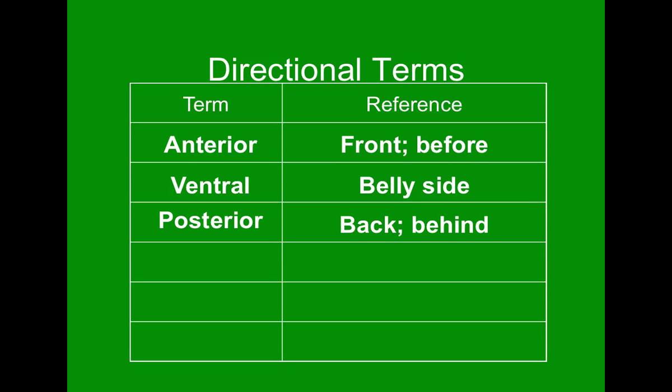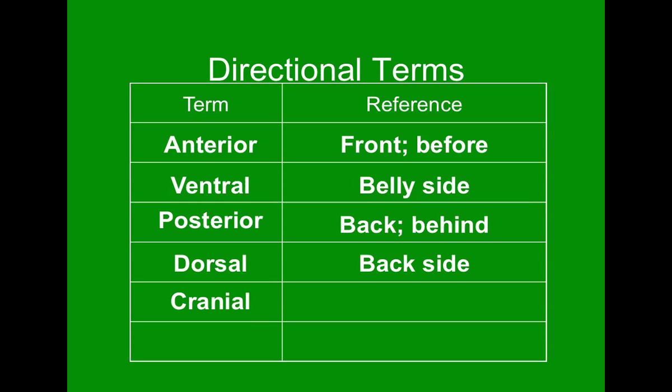So, for instance, my heel is posterior to my toes. The synonym for posterior in humans is dorsal, which you're probably familiar with from sharks and dolphins, and that means along the back side. So, for instance, our spine runs along the dorsal side of our bodies.